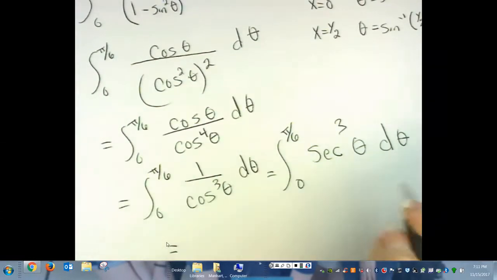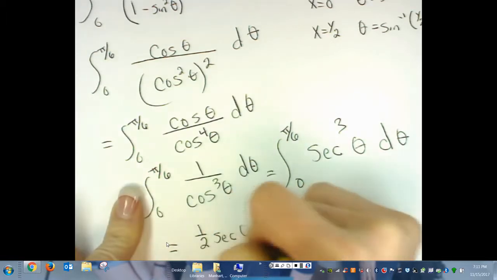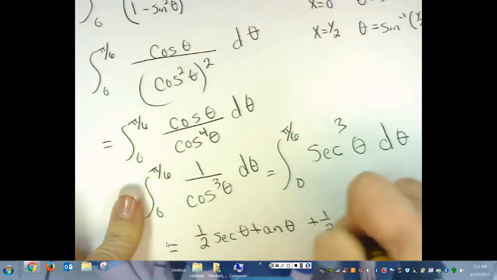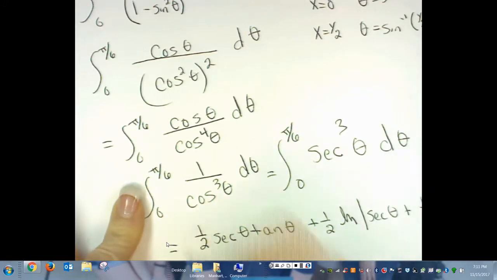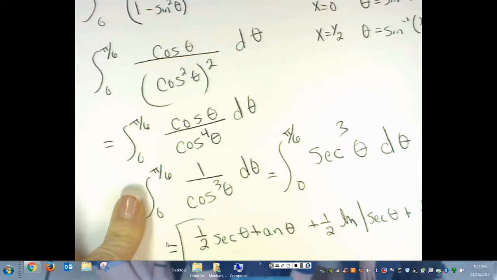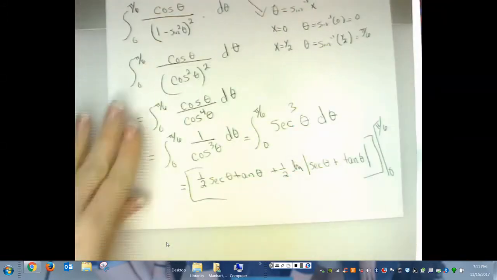And I know that's going to be relatively long, so I am going to write 1/2 secant theta tangent theta plus 1/2 natural log absolute value of secant theta plus tangent theta. And I'm going to do brackets from 0 to pi over 6. So inside the brackets would be my blue box special for secant cubed. Then the hard part is substituting in pi over 6 and then substituting in, I love the limit of 0. And that's going to take a little bit of algebra. And then we'll arrive at our final exact answer.